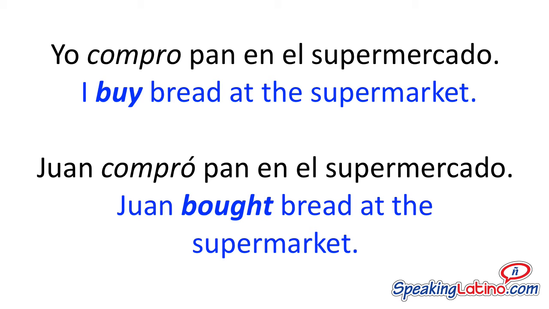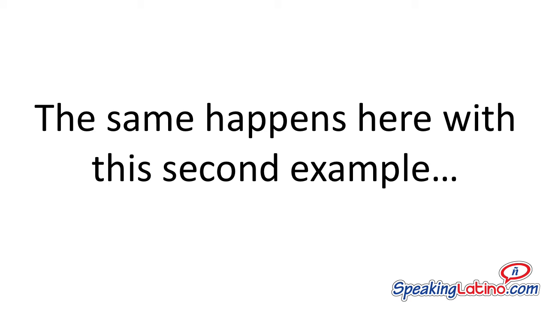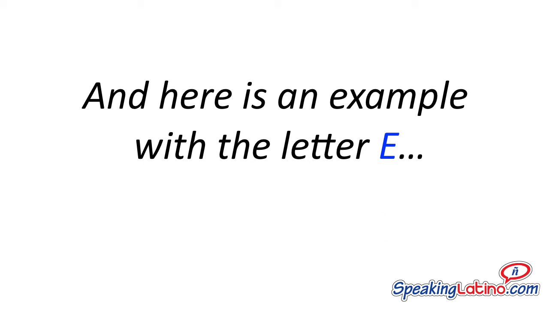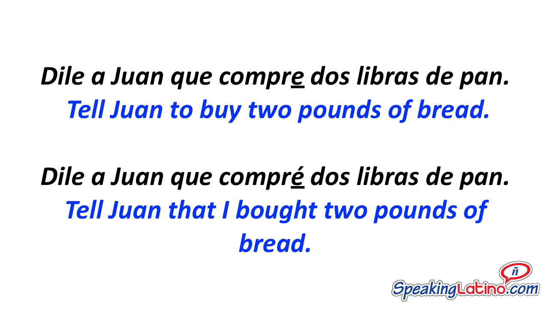Yo compro pan en el supermercado. Juan compró pan en el supermercado. The same happens here with this second example. Yo hablo todo el tiempo. Juan habló todo el tiempo. And here's an example with the letter E. Dile a Juan que compre 2 libras de pan. Dile a Juan que compré 2 libras de pan.